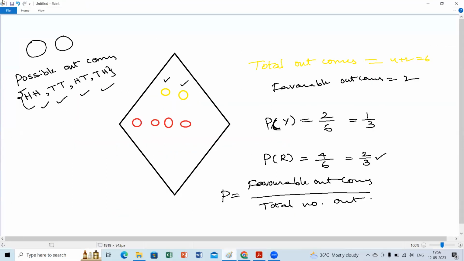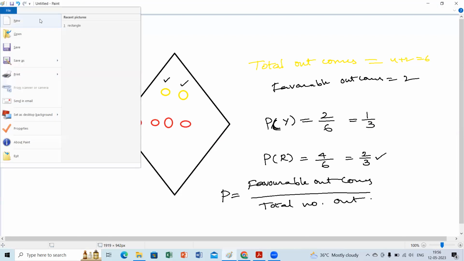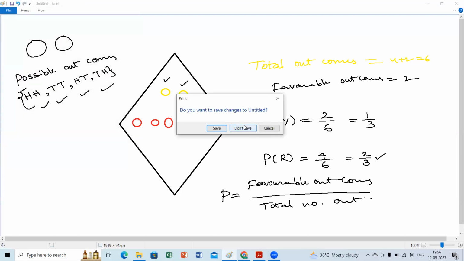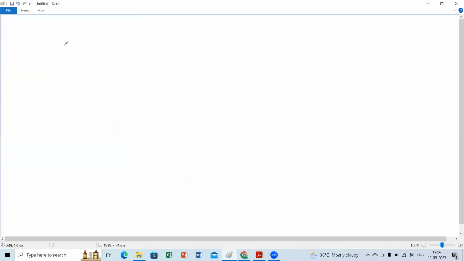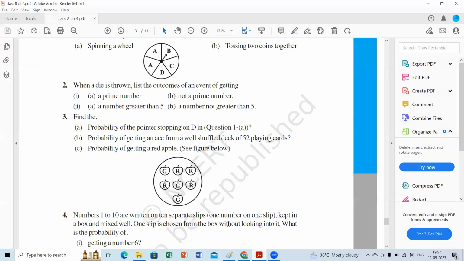2, 3, 5. Correct. 2, 3, 5 means 3 outcomes. Out of 6, 3 outcomes means half a chance. It's just asking for the outcomes in question number 6. Next is probability.